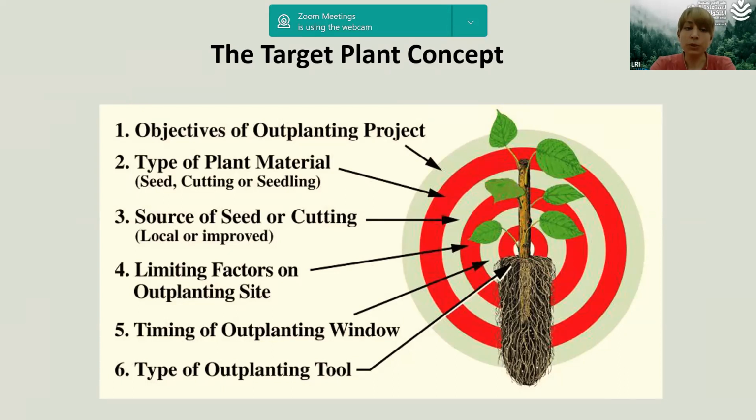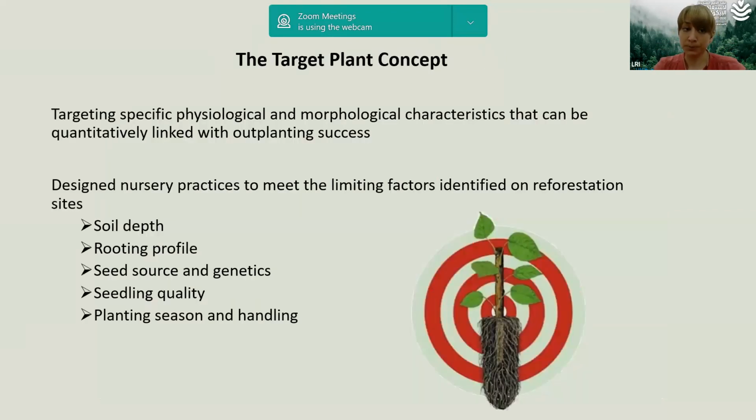The second one would be to identify the right type of plant material. Then the source of seed or the cutting, the limiting factors on our site. If we want to plant in any site, we need to identify what the limiting factors are, the timing of the outplanting window, and the type of outplanting tools. So technically, we are targeting specific physiological and morphological characteristics that can be quantitatively linked with outplanting success.